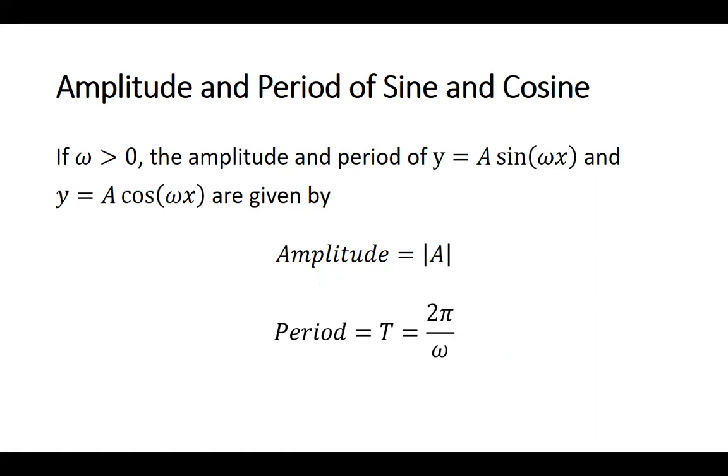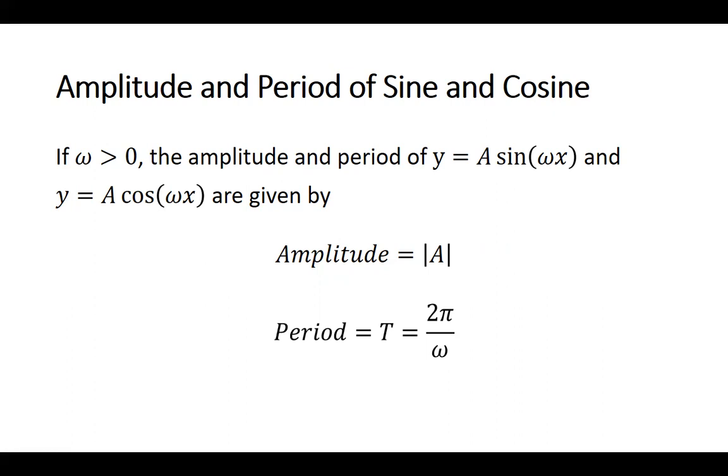If omega is greater than 0, the amplitude and period of y equal to a sine of omega x and y equal to a cosine of omega x are given by: the amplitude is just the absolute value of a. Remember, if there's a minus there, that's just going to flip it over the x-axis. And the period T is equal to 2 pi divided by omega.